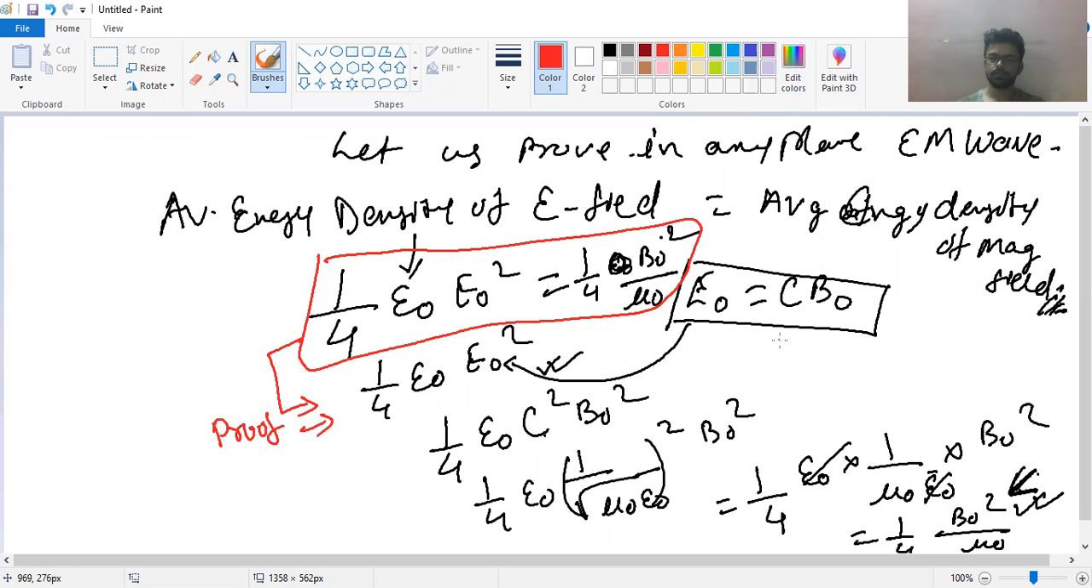Correct. Just put this equation over here. Put the C value, and you will get the answer. Right.